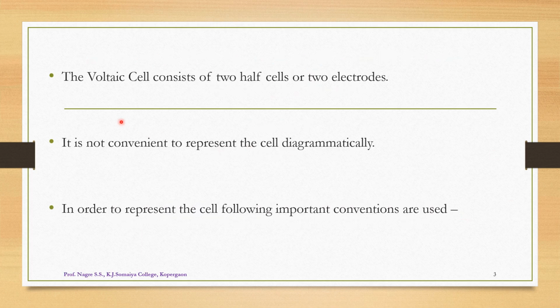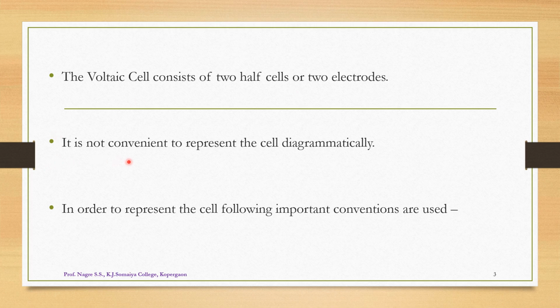So let's look towards some introductory part regarding the cell. The galvanic cell consists of two half cells or two electrodes. So we know very well that any galvanic cell consists of the two half cells. One is called as oxidation half cell, second is called as reduction half cell. Or we can say that it consists of the two electrodes. One is a cathode and second must be anode.